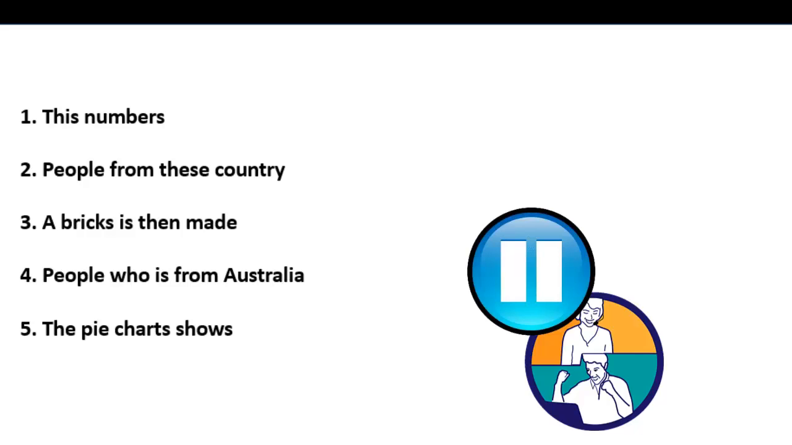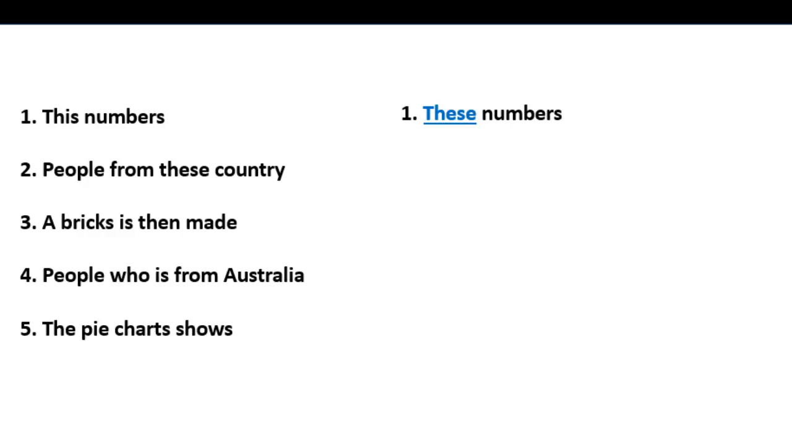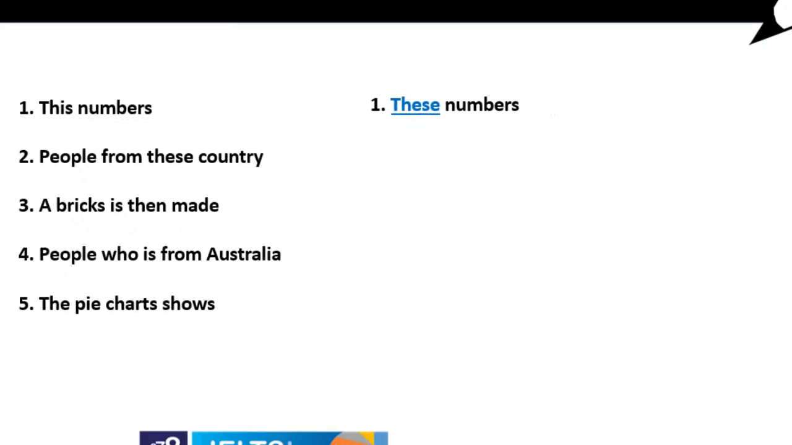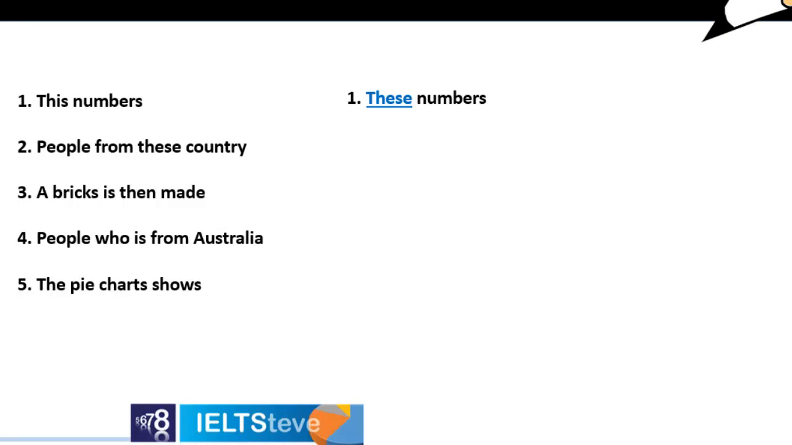So pause and have a think. Talk to your partner about that. This is a good thing to discuss with your partner. And then we see here are the answers coming up. For number one, it should be these numbers, or it could have been this number. So that's a good example of coherency and cohesion. Good substitution there if you get that correct.